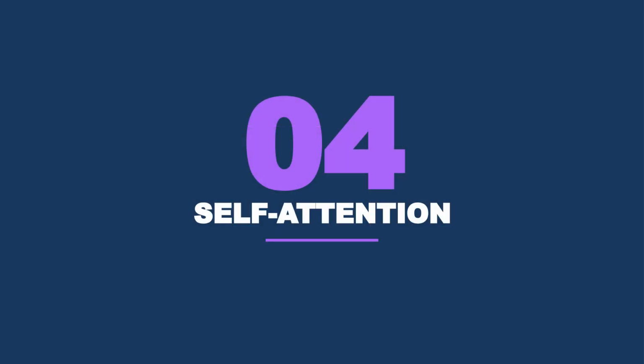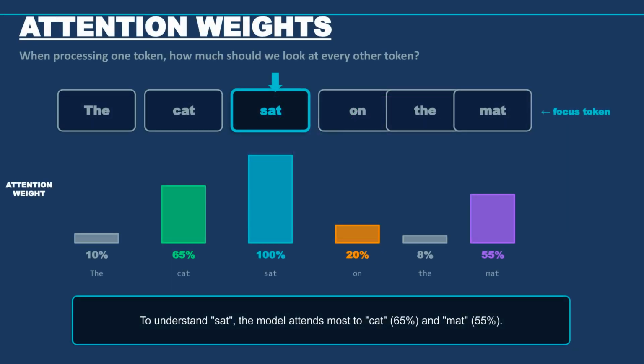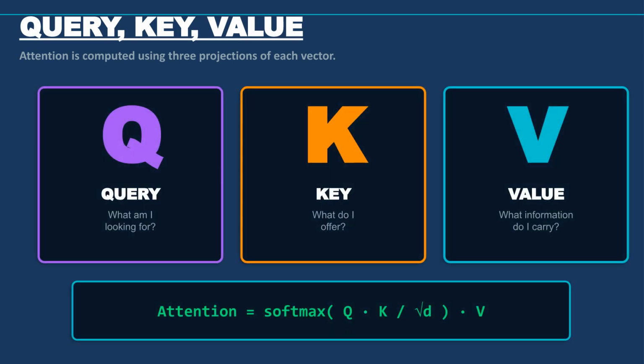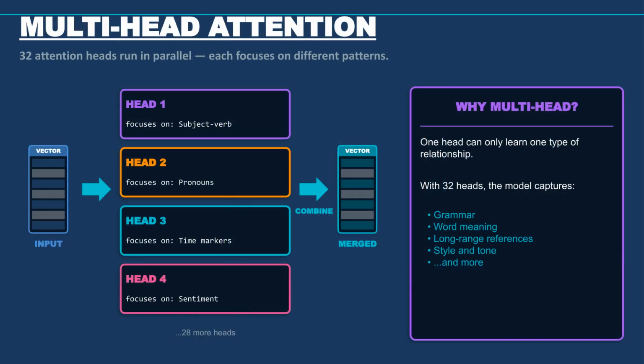The self-attention mechanism, the focus of the next step, is how tokens look at each other. Attention weights determine how much the model should look at every other token when processing a specific focus token. For "sat," the model pays the most attention to "cat" and "mat." Attention is computed using 3 projections of each vector: query, key, and value. The attention equation uses these to calculate the weights, determining relevance. Models use multi-head attention, employing 32 attention heads in parallel. Each head focuses on different patterns and relationships, such as grammar, word meaning, and style.